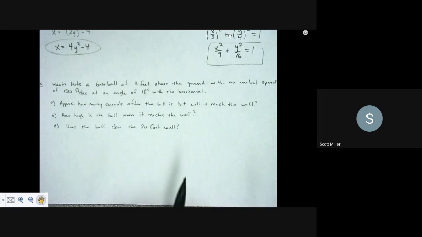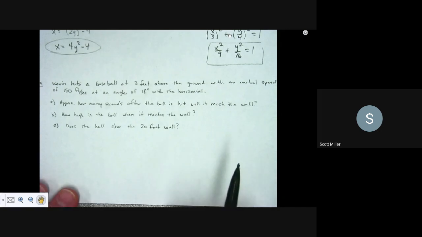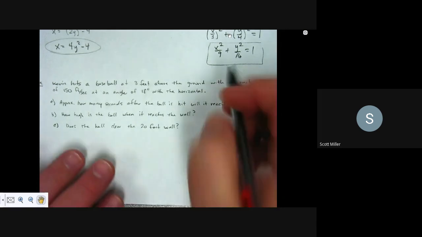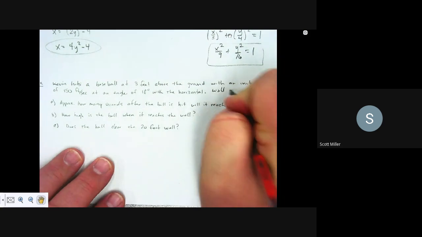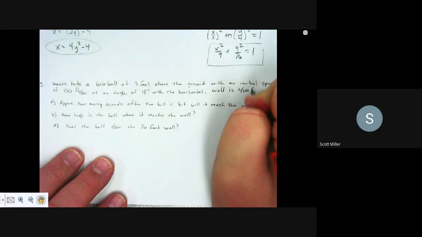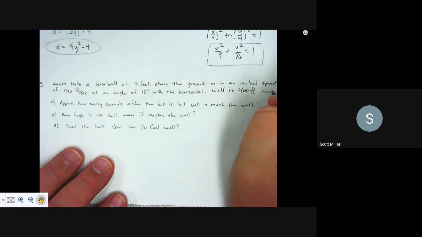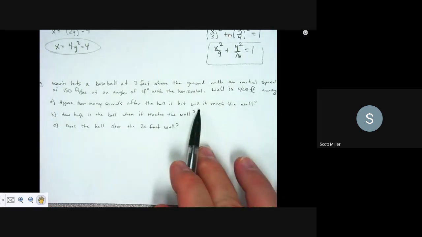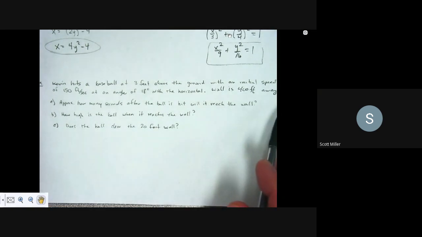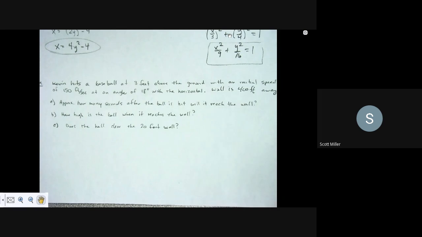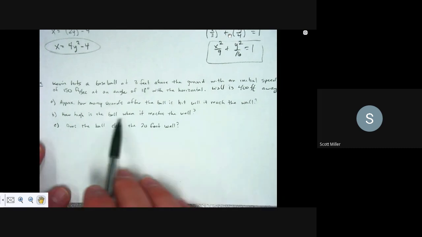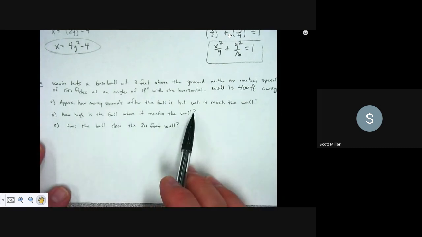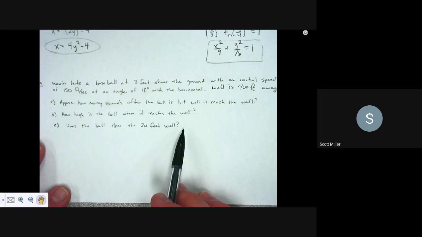I think the wall is like 400 feet away. How many seconds after he hits the ball will it reach the wall? Or does it reach the wall, actually? How high is the ball when it reaches the wall? And does the ball clear the 20-foot high wall?